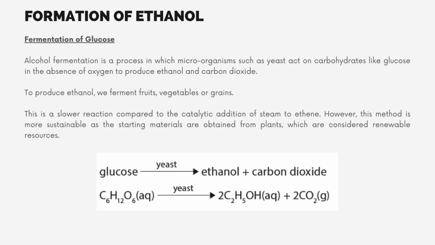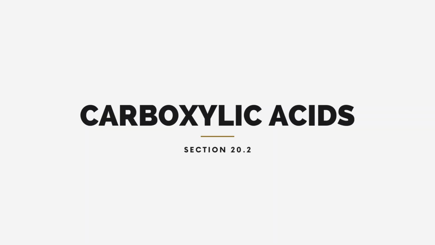The second method is the fermentation of glucose. This reaction is more sustainable as the starting materials are obtained from plants. However, this method is slower compared to the catalytic addition of steam to ethene. And that is all you need to learn about alcohols. Let's learn about carboxylic acid.